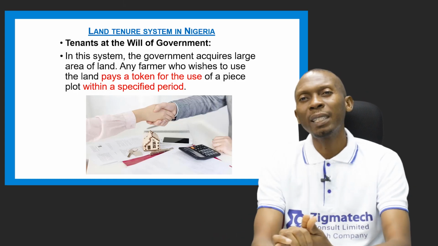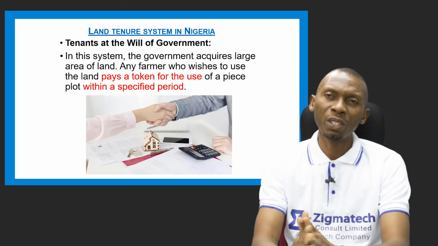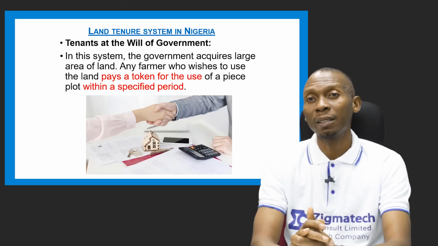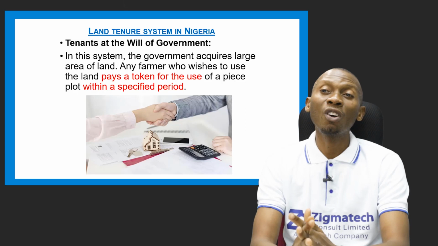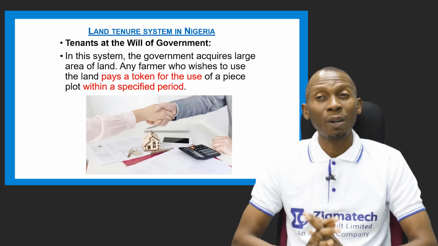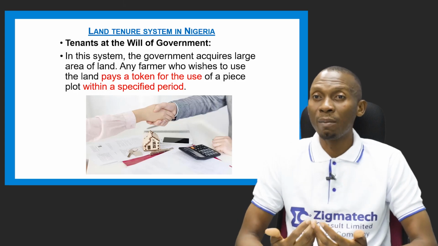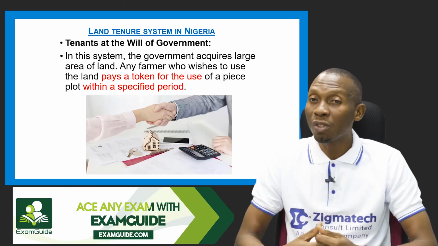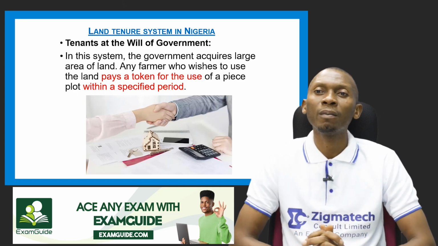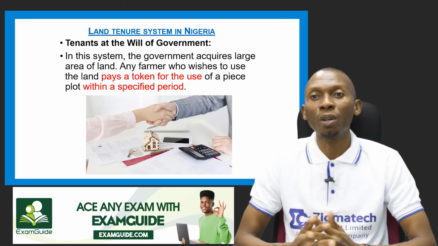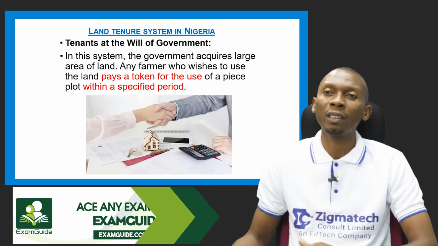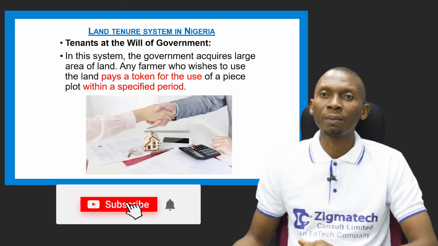We have what is called tenants at the will of government, which is another land tenure system in Nigeria under the individual land tenure system. Now, in this system, the government acquires large areas of land, and any farmer who wishes to make use of this land or a portion of it pays just a token for the use of a piece or a plot within a specified period of time to carry out his farming practices.